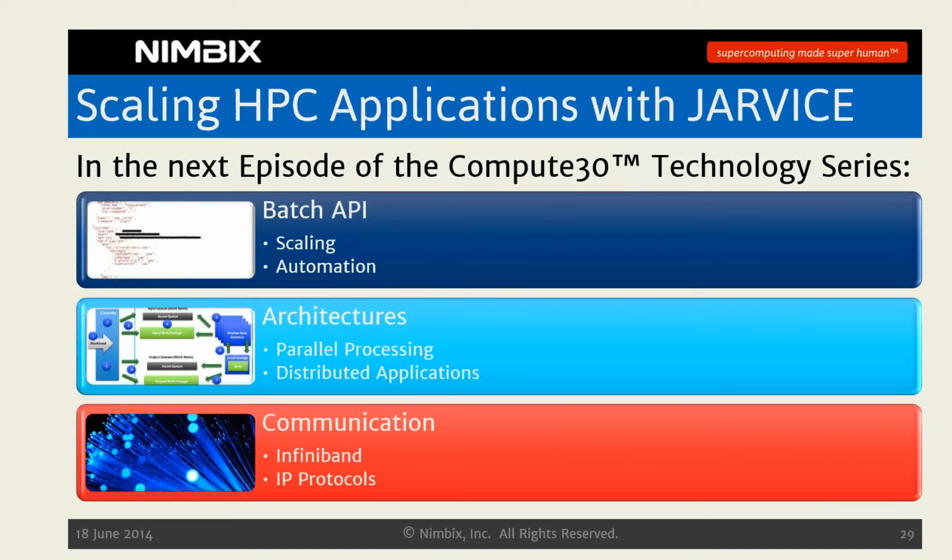So in the next episode of the Compute30 Technology Series, we're going to get into scaling applications with Jarvis. We'll talk about the batch API in more detail for both scaling and automation. We'll look at the two different types of architectures that high-scale HPC applications will have on our cloud, parallel as well as distributed. And we'll talk about communication, and we'll show some examples of InfiniBand versus IP protocols and how you can leverage this with your application.